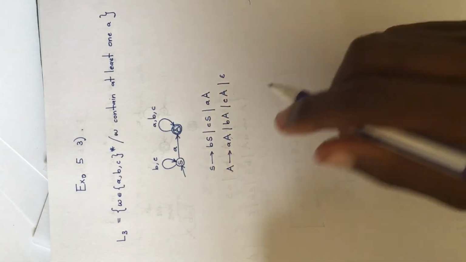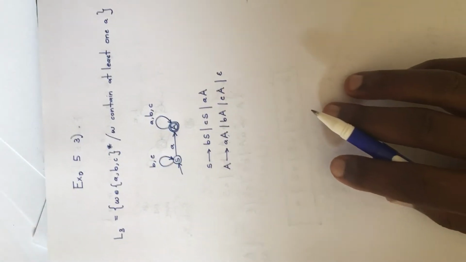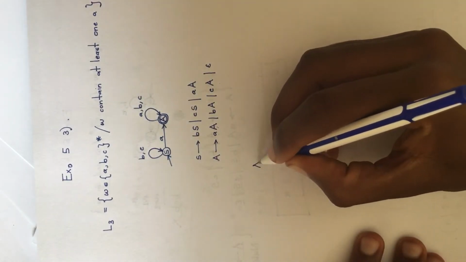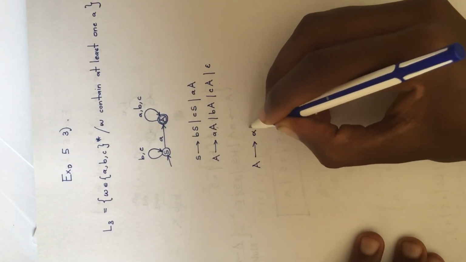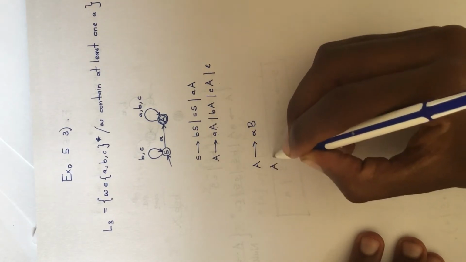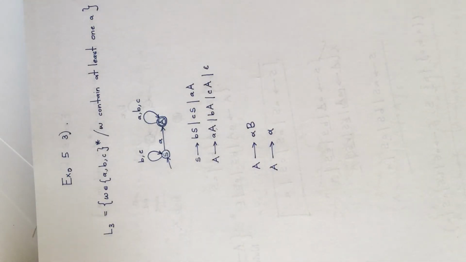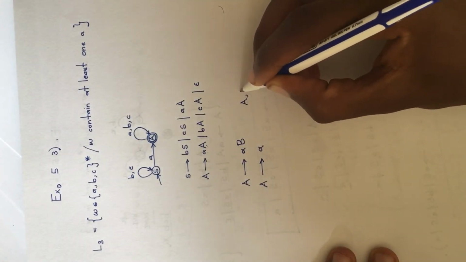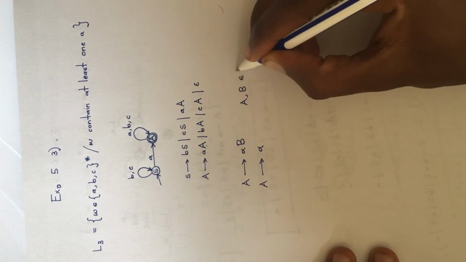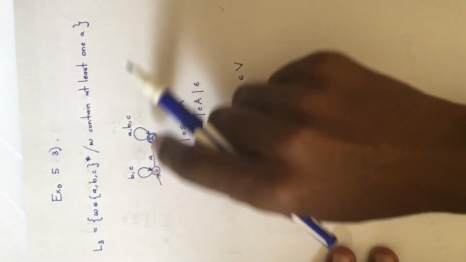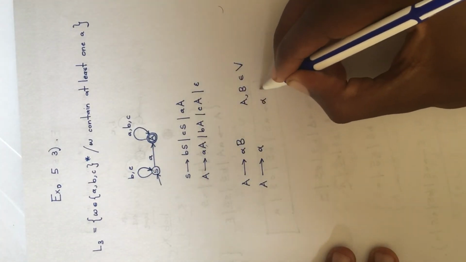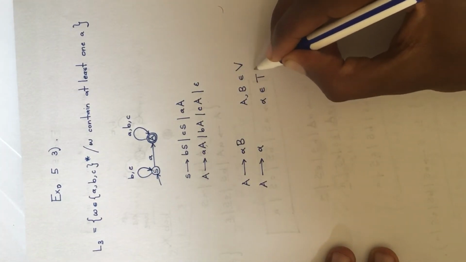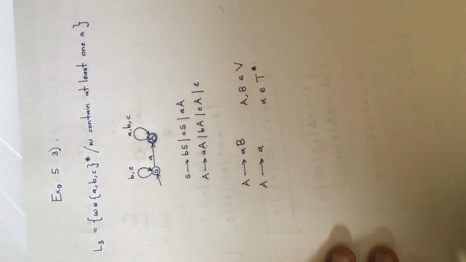Okay, now this is a type 3 grammar. I told you what type 3 grammars are. Type 3 grammars are grammars whereby we have A equals alpha B, or A is equal to alpha. You get it? And from the definition, they say A and B must belong to the set of variables. Variables are just the states. And alpha must be this one. You get it?